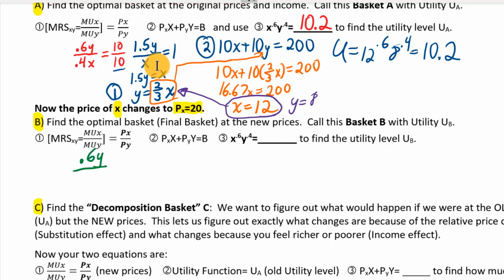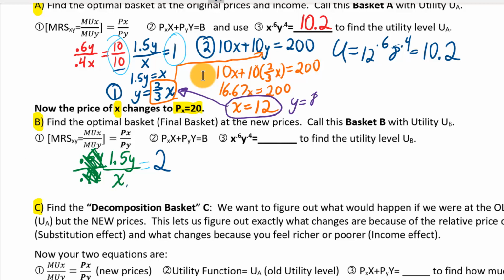So 0.6y over 0.4x. Or we already simplified that before and said that's the same thing as 1.5y over x. So why not take advantage of those simplifications? What's changing here is it's not the price of x and y being 10 over 10. Now the price of x is 20. The price of y is still 10. So we're going to set that equal to 20 over 10. And again, I like to go ahead and simplify that as I go. 20 over 10 is obviously the same thing as 2. And now we want to solve this for y. And that'll give us our equation 1.